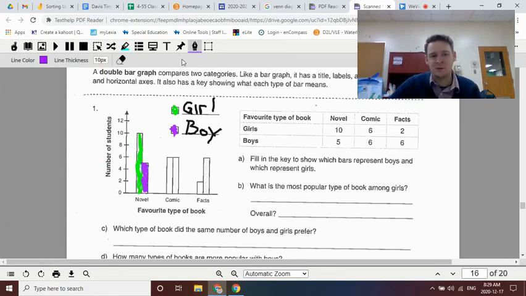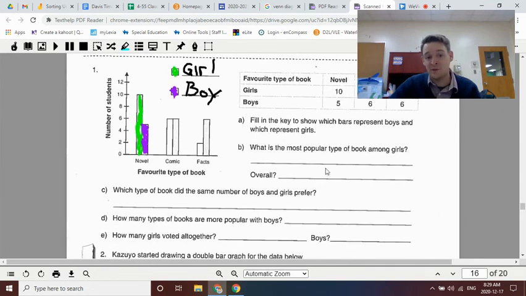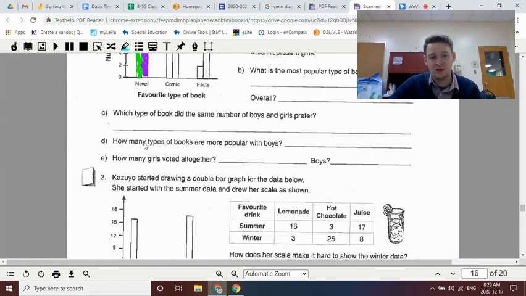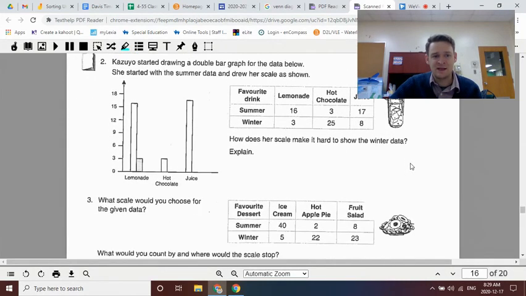Okay, then you're going to answer a couple questions. What's the most popular type of book among boys? Lots of questions that you can read through and answer. Down here it says, Keiuzo started drawing a double bar graph for the data below. She started with the summer data and drew her scale as shown. So she did her summer data going all the way up to 18, counting by 3s. How does her scale make sense? How does her scale make it hard to show the winter data? So you're going to have to look at this chart and answer the question.